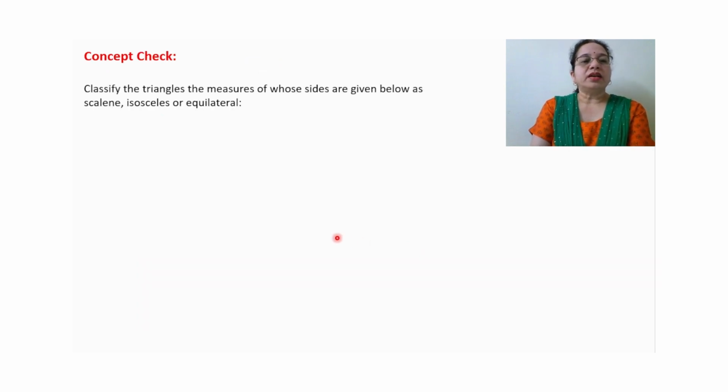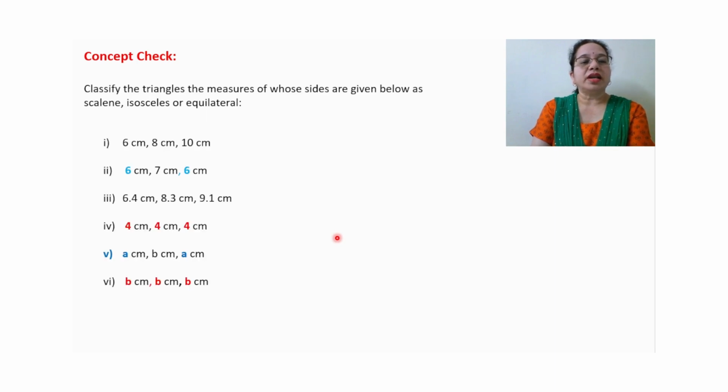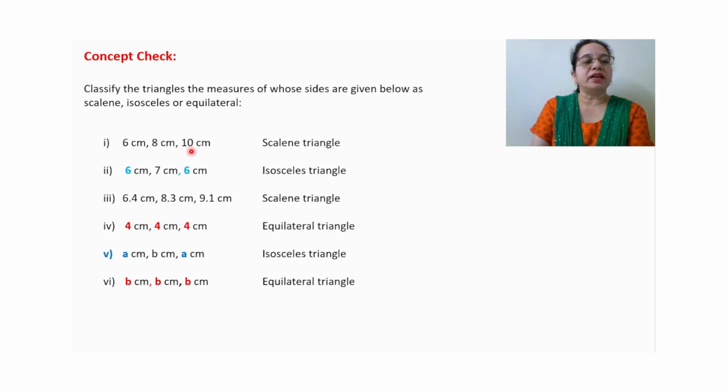Now classify the triangle, the measure of whose sides are given below, as scalene, isosceles or equilateral triangle. So here we can see that all the three sides are different, scalene triangle. Two sides are equal, isosceles triangle. All the three sides are different, scalene triangle. Three sides are equal, equilateral triangle. Two sides are equal, isosceles triangle. All the three sides are equal, equilateral triangle.